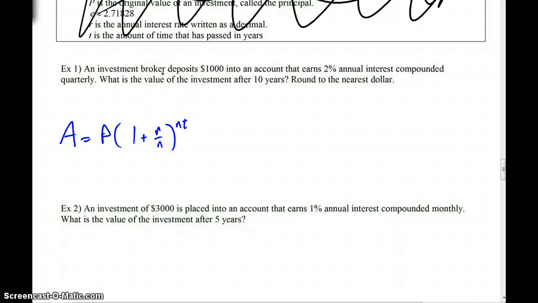Well, an investment broker in this problem deposits $1,000 into an account. That seems to say this is what we're starting with. This is our principal. P would equal 1,000. Your account earns 2% annual interest. Now this 2%, you could do this a couple different ways. Anytime we have a percent, we'll move our decimal 2 places to the left. Our R would be written as 0.02.